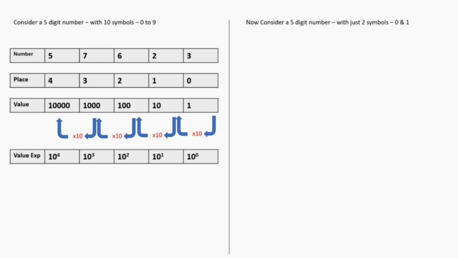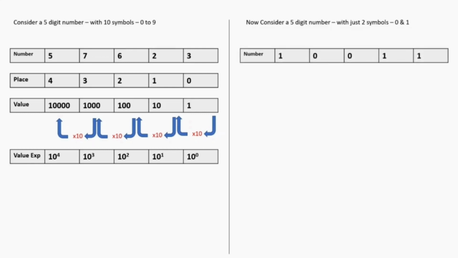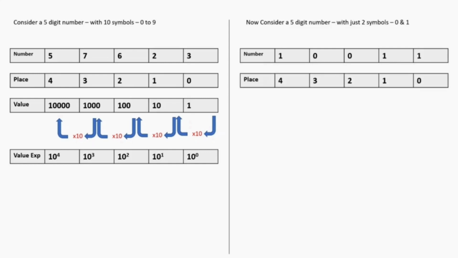Now, if we are clear about the left hand side, let's go to the right hand side. Do exactly the same thing, but with only two symbols, 0 and 1. Take a random number, 1, 0, 0, 1, 1. We can only use a number with ones and zeros. Again, give the places the same name, 0, 1, 2, 3, 4, starting with 0. So there are 5 digits, 5 place numbers starting from 0 up to 4.